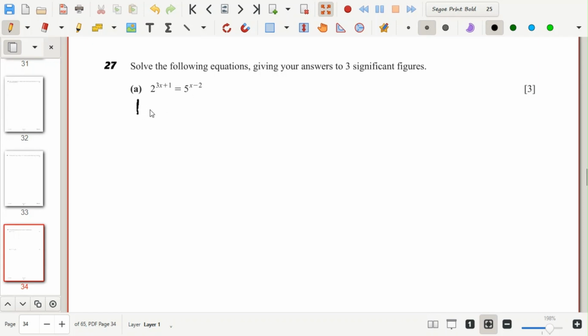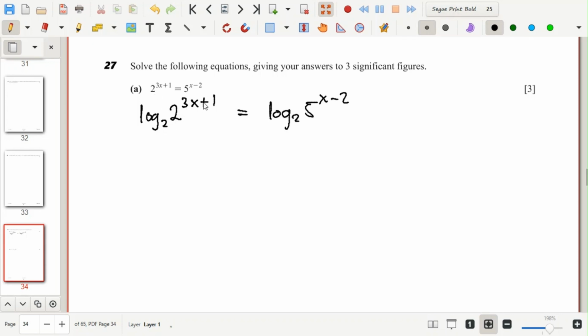So I can decide to find the logarithm to any base, but I will use logarithm to base 2, and there's a reason why I'm doing that. Logarithm to base 2. So I take log to the base 2 of both sides. The reason is that I can easily get rid of one of the bases.